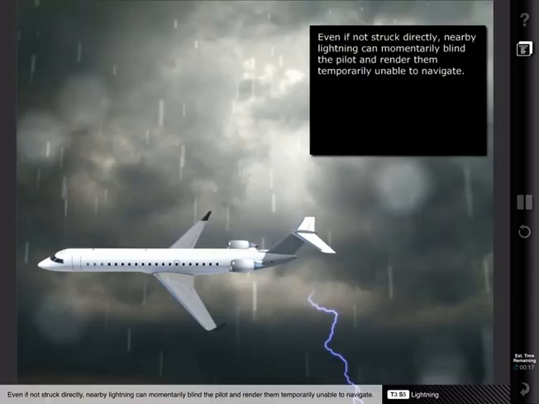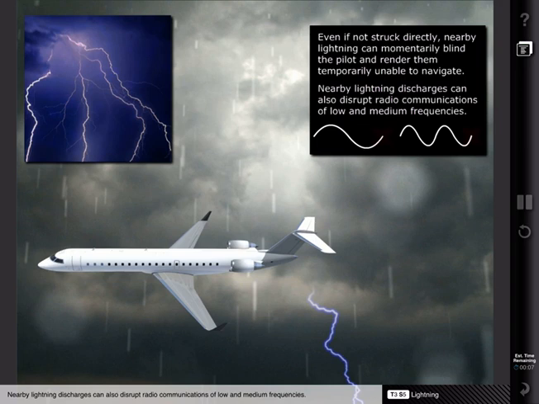Even if not struck directly, nearby lightning can momentarily blind the pilot and render them temporarily unable to navigate. Nearby lightning discharges can also disrupt radio communications of low and medium frequencies.